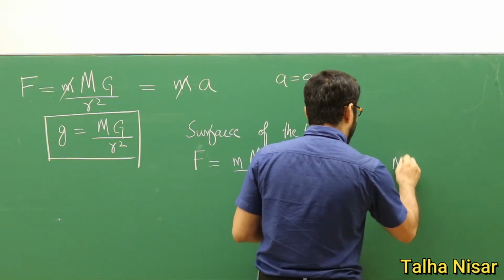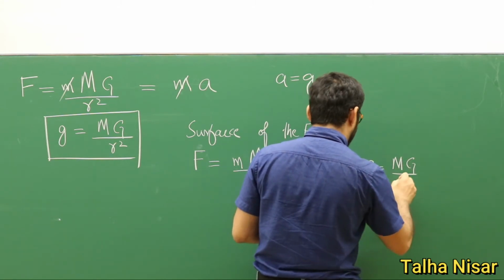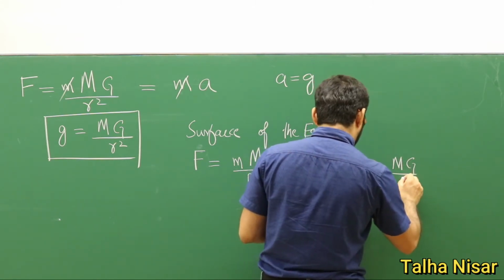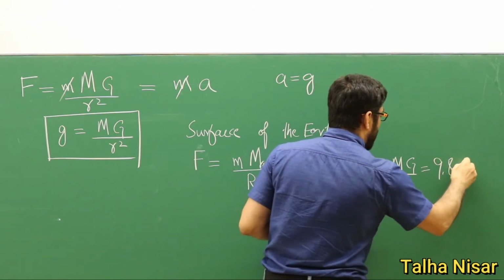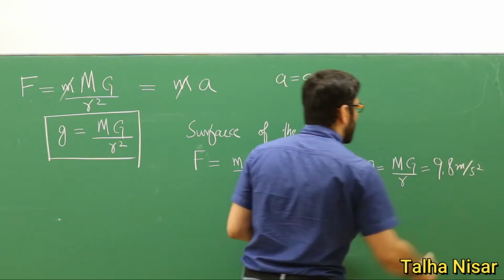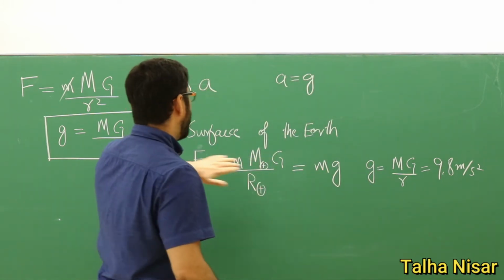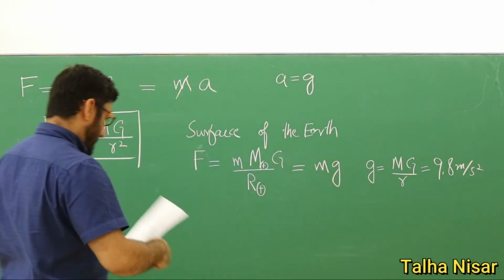as mg, but now since we are on the surface of the earth, if we use the same thing here, then this is 9.8 meters per second squared. So this applies only for the surface of the earth.